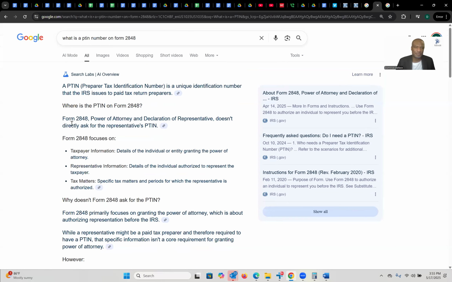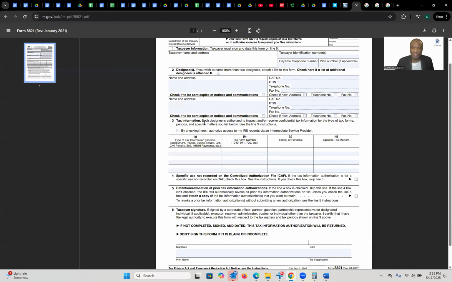And then you have the Preparer Tax Identification Number, the PTIN, which is a unique number that the IRS assigns to a tax preparer. A tax preparer obviously could be a professional that works with the IRS. That could be a tax preparer, accountant, or CPA. But back to the form: that's the designee, and then who else is to be sent copies of notices.